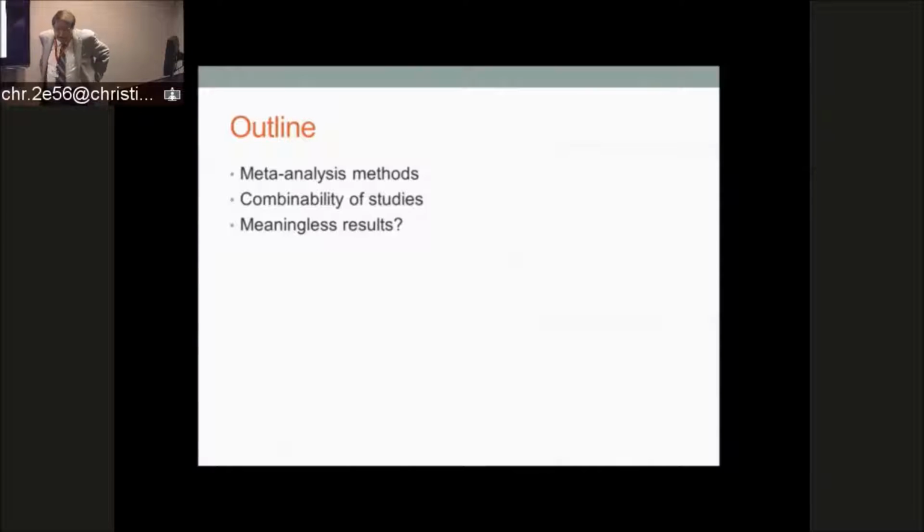And then I want to talk about and illustrate the issue of what I call combinability of studies. And then finally, I want to talk about probably the most controversial part of meta-analysis, and that is that there are those who think that meta-analyses are essentially uninterpretable. And so I'm going to present their view and then talk about a little bit of my view.